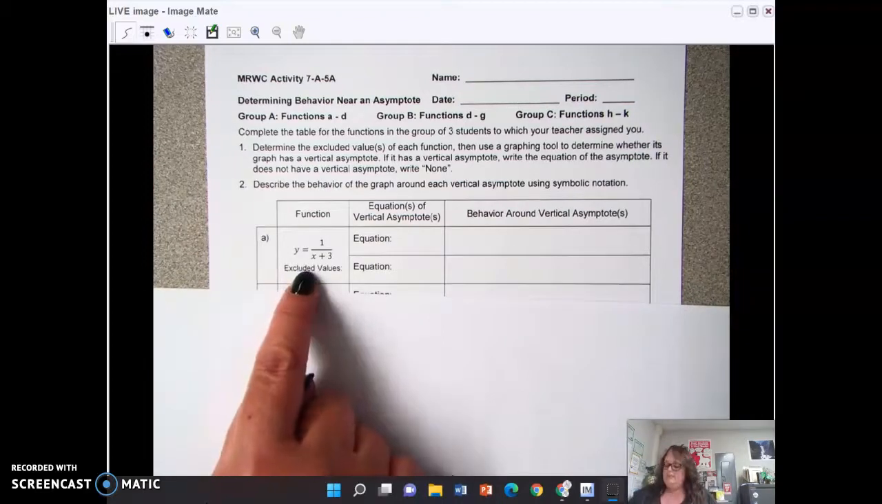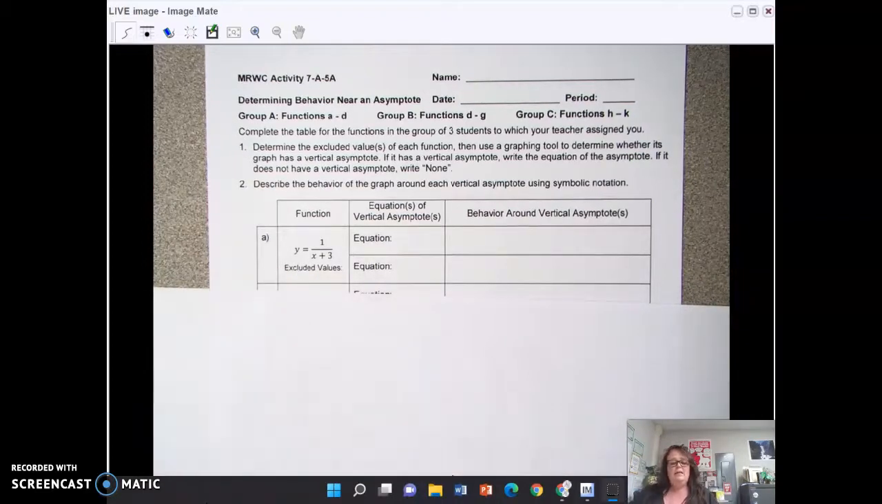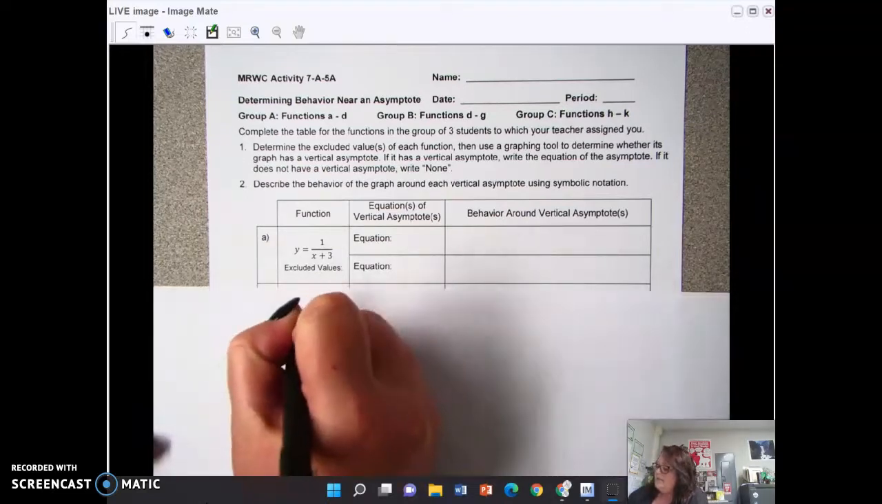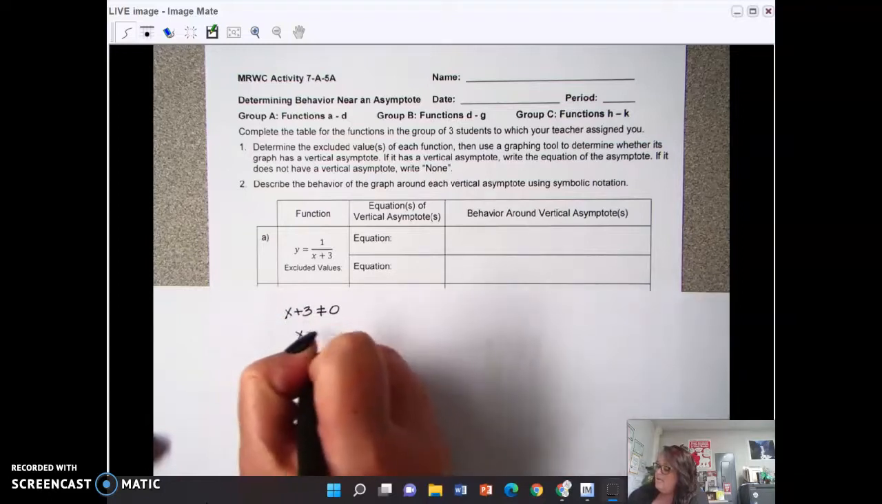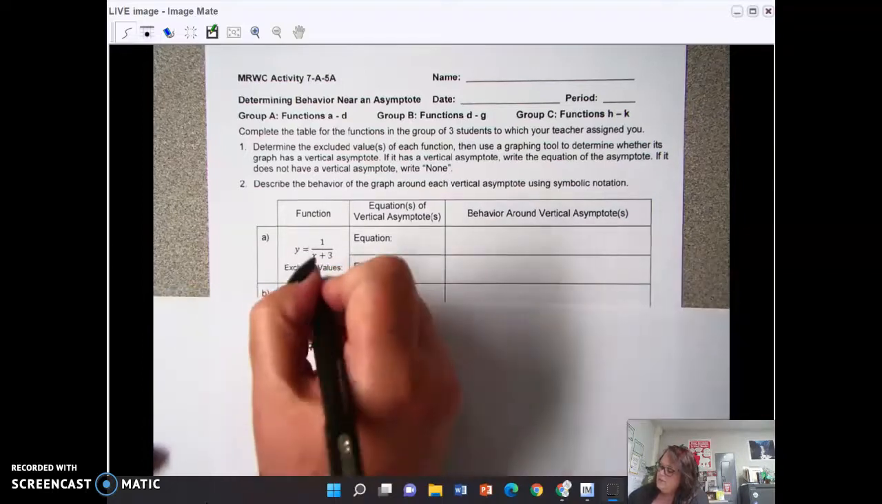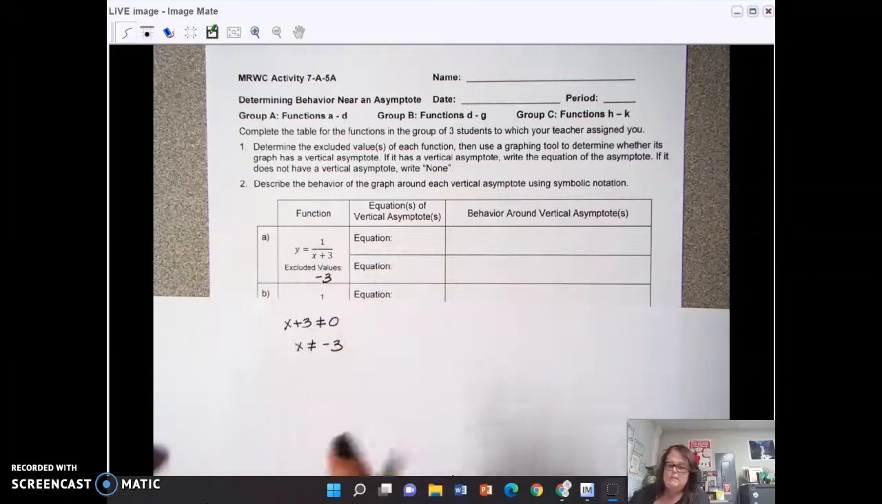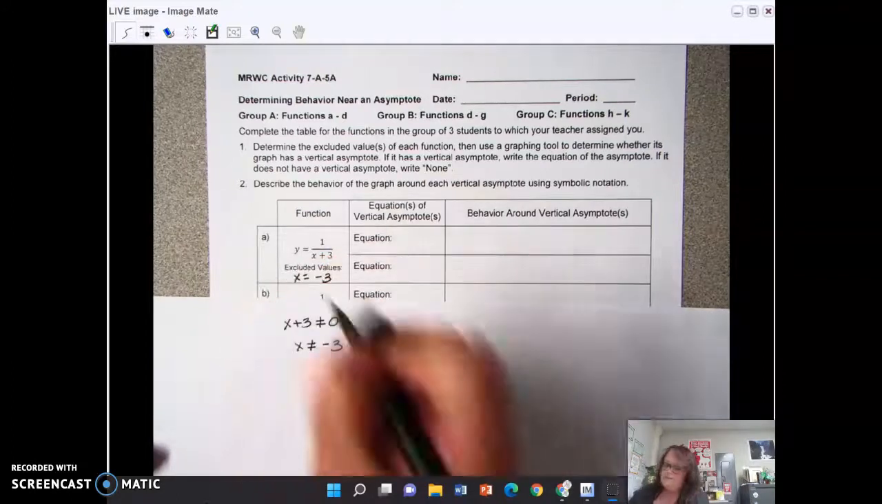So if we look at this graph, do you see that I don't have any logarithms, I don't have any even roots, but I do have division. And so we said that when we have division, we can't divide by 0. So I have an excluded value because x cannot be equal to -3. So my excluded value here is going to be x equal to -3.